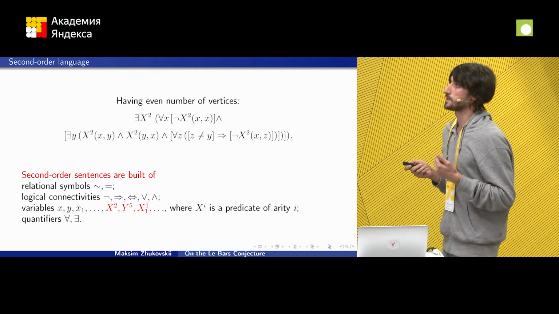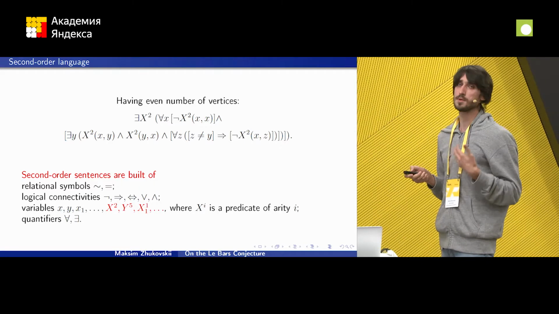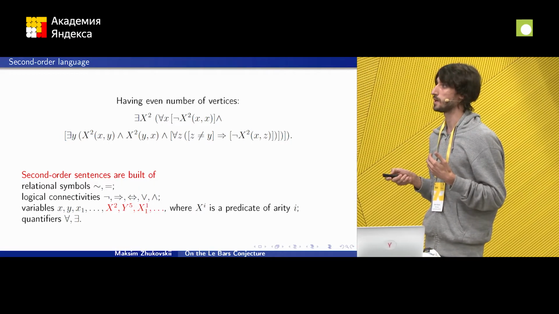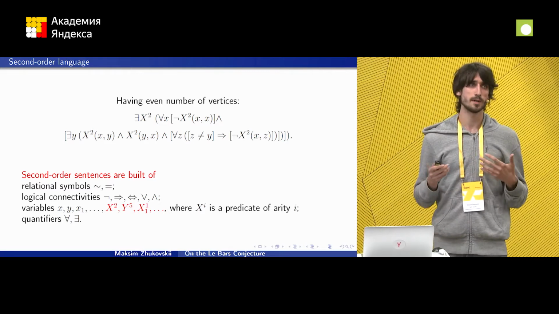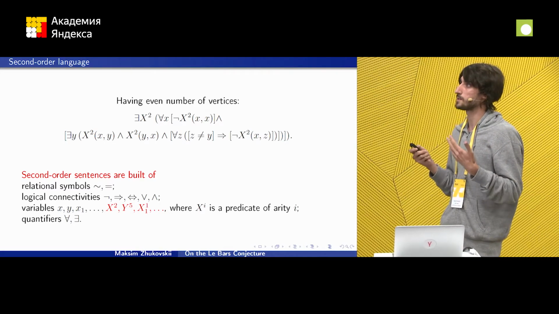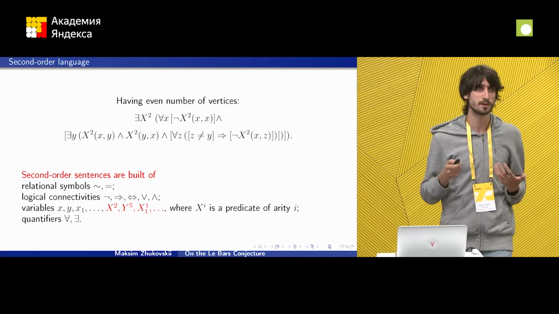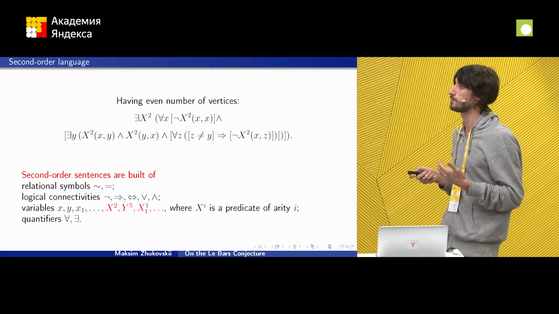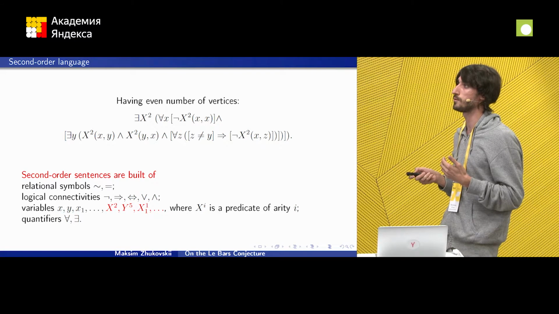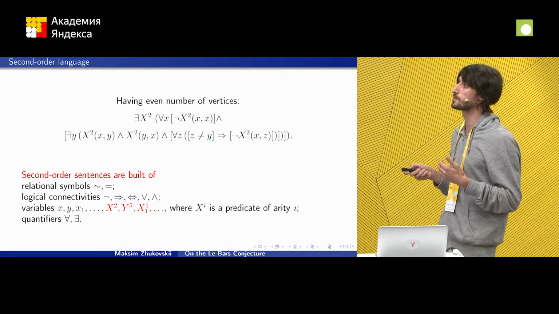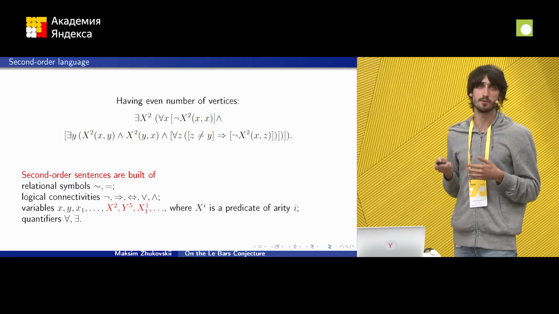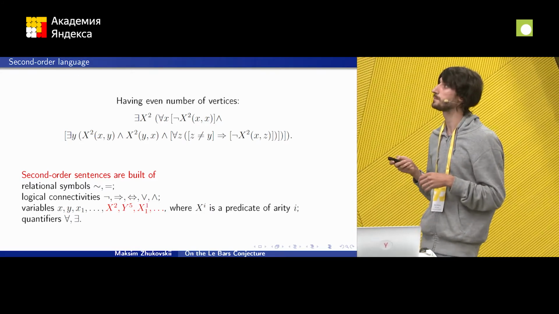Okay, so these sentences are built of the same symbols as in the case of first order logic, but also we have these predicate variables, and we can have not only functions of two arguments, we can have functions of any finite number of arguments, for example, of 5 or of 1. So here everywhere I use an upper index for arity, the number of arguments.